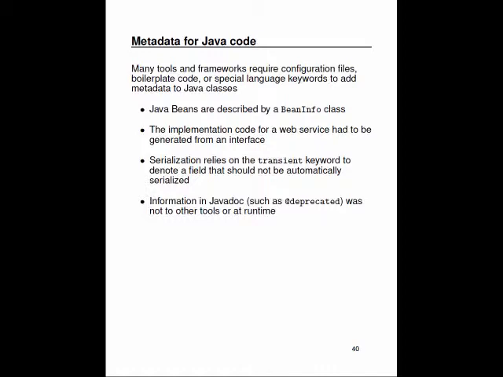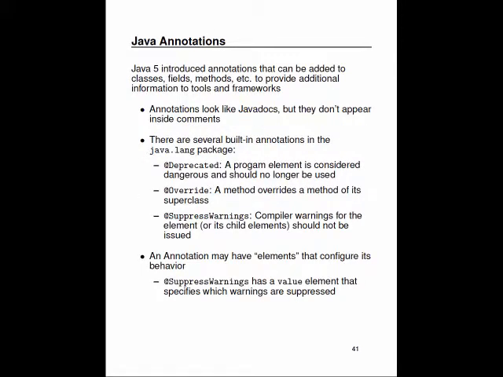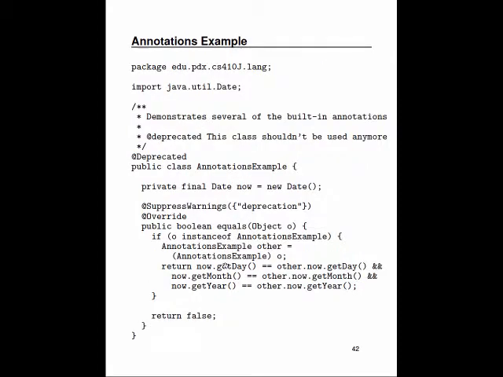Another language feature of Java is something called annotations. What annotations provide is metadata about a Java class. They look a little bit like Javadocs, but they're actually not just comments. They are a language feature. So, for instance, you can mark things as @deprecated, or you can say that, hey, this method overrides another method. Let's go to the example here.